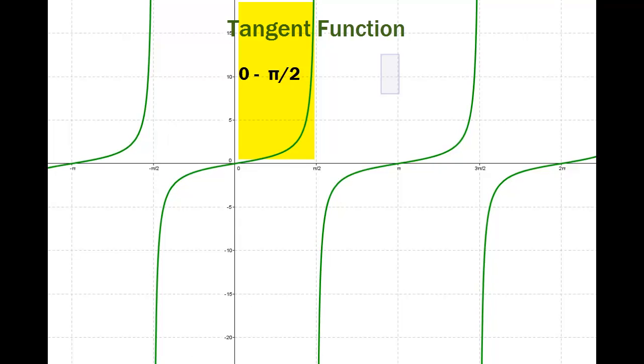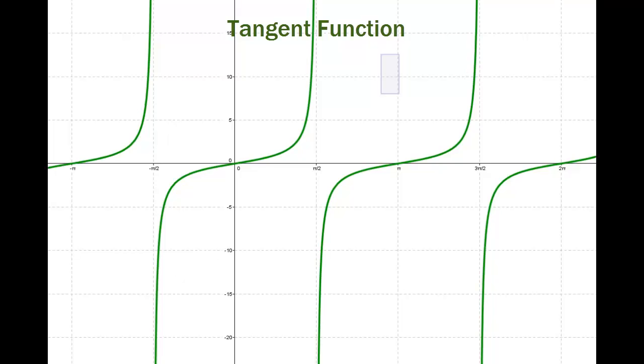So just beyond pi over 2, it goes from negative infinity and increases all the way up to 0 at pi, and then increases again to positive infinity at 3 pi over 2. So it's undefined at pi over 2 and at 3 pi over 2. In fact, at every odd multiple of pi over 2, 1, 3, 5, 7, negative pi over 2, negative 3 pi over 2, and so on, it is undefined at odd multiples of pi over 2.